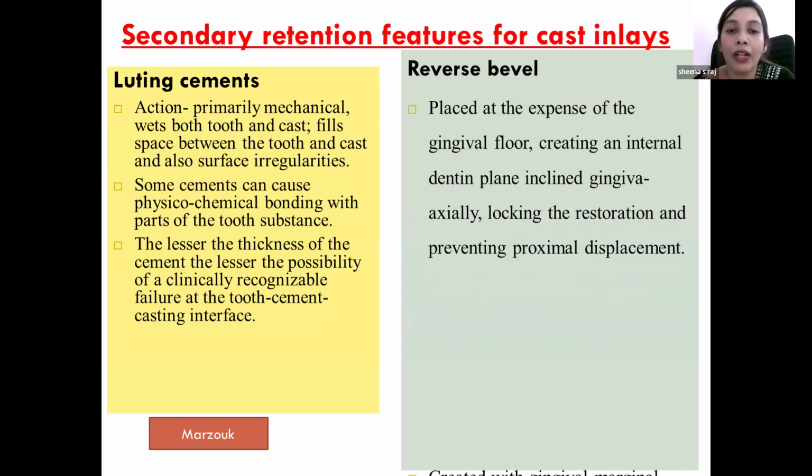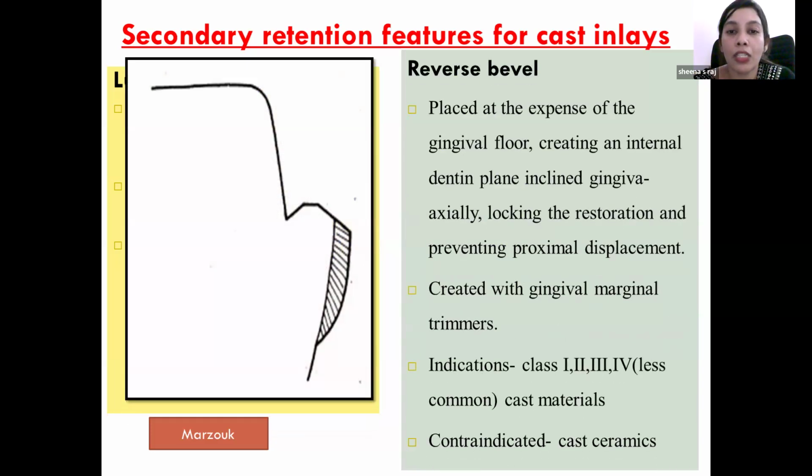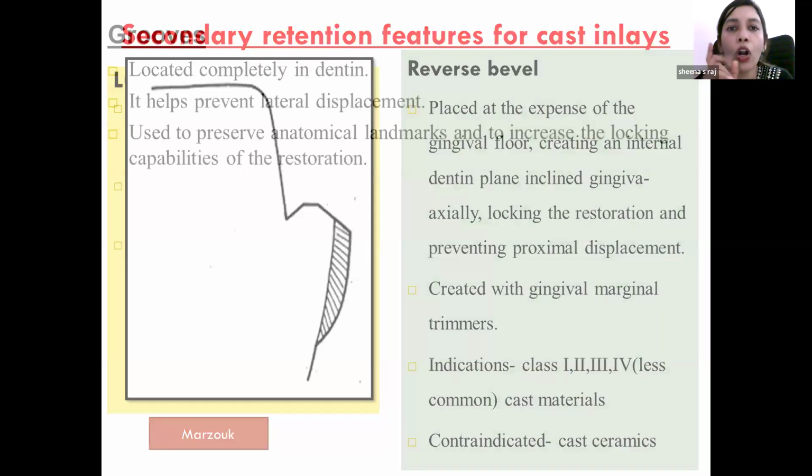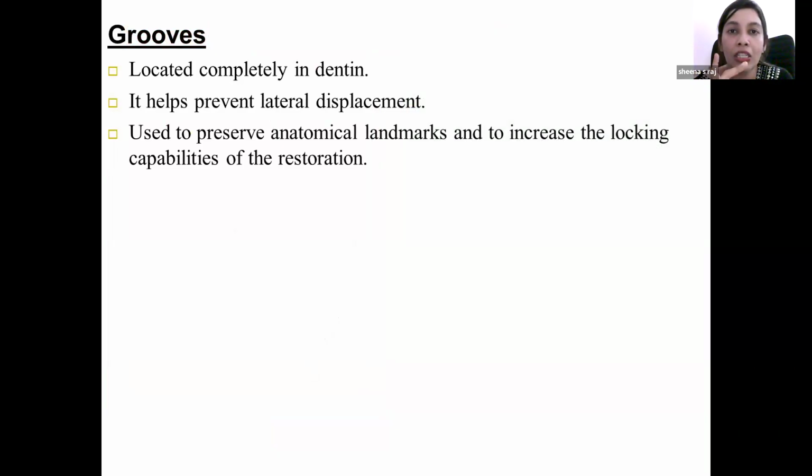Next is the reverse bevel. You can see the image of the reverse bevel. This is the reverse bevel. It is placed at the expense of the gingival floor, creating an internal dentine plane. You can see there is an internal dentine plane placed gingivoaxially, and it helps in locking the restoration and prevents displacement of the proximal restoration. It is mainly indicated in class 1, class 2, class 3, class 4. In class 4, it is much less common, since it is an anterior tooth. It is contraindicated in a cast ceramic restoration. So now you got two. First is luting cement. Second is reverse bevel.